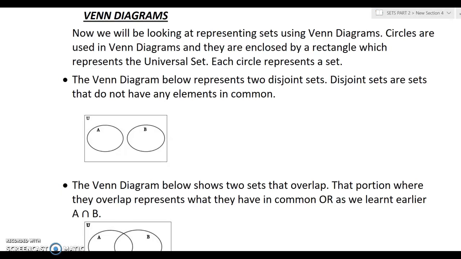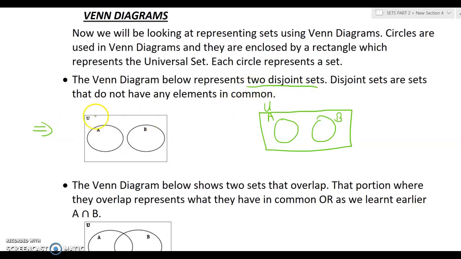So a Venn diagram is essentially a rectangle. The rectangle represents the universal set, meaning the main set, and inside we have our sets. Now, this first Venn diagram represents two disjoint sets. Disjoint sets don't have anything in common, so they don't overlap at any point. Here we have set A and separately set B, all enclosed by the rectangle, which is the universal set.